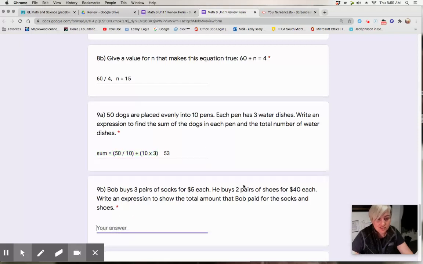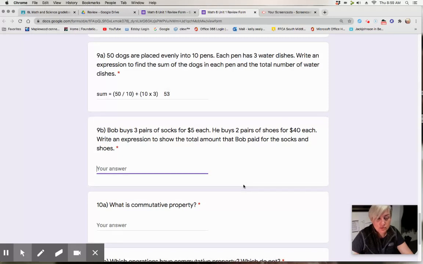Okay, same thing for 9b. Bob buys 3 pairs of socks, $5 each. 2 pairs of shoes, $40 each. Write an expression to show the total amount. So the total is going to be equal to, first the cost for the socks, which is 3 times 5. Then we have to add on the cost for the shoes, which is 2 times 40. The answer to this would be 15 plus 80, which is $95. But it did not ask for the answer, it asked for the expression. So this is what I'm going to be looking for as your answer.